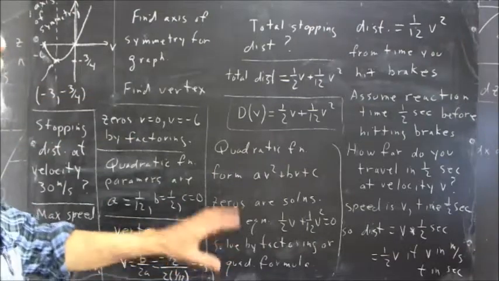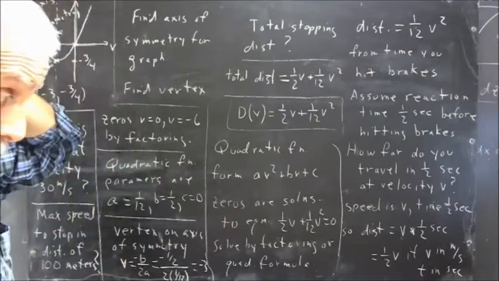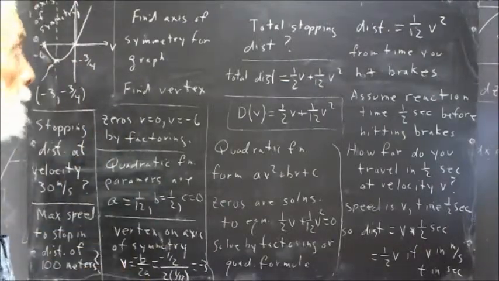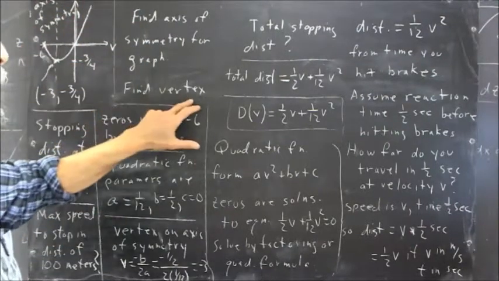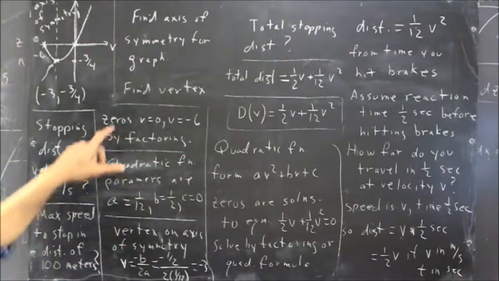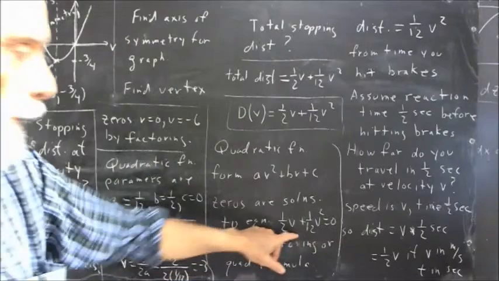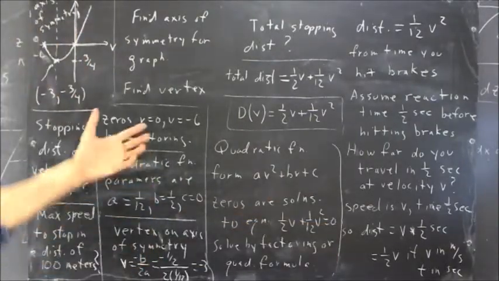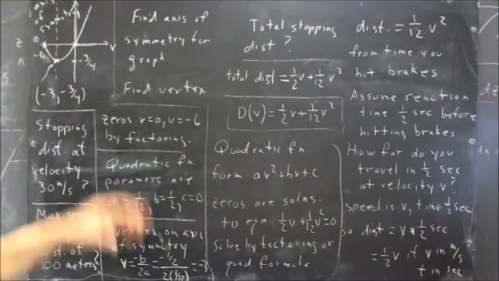Okay, but what do we do to analyze this function? Well, we find the zeros by factoring or the quadratic formula, and in this case, factoring is going to work just fine. We find the axis of symmetry for the graph, and we find the vertex. It turns out the zeros are at v equals 0 and v equals -6. Factor the v out, factor 1/2 v out, and we find that v equals 0 and v equals -6 are our solutions.